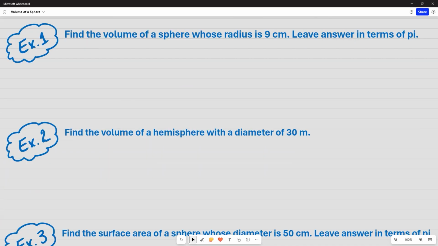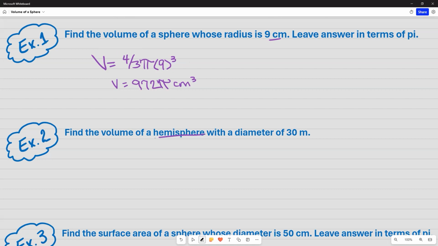For example 1, we're asked to find the volume of a sphere whose radius is 9 centimeters. And then we're asked to leave the answer in terms of pi. So we're going to use the volume of a sphere formula, which is V equals 4 over 3 pi r cubed. Well, we are given r, so that's going to be 9. And then this is raised to the third power. If you're using the fraction button, I would suggest putting everything right here in the numerator, and then on the bottom, you only have 3. Once you simplify this, then your V is going to equal 972 pi, because it says in terms of pi, cubic centimeters.